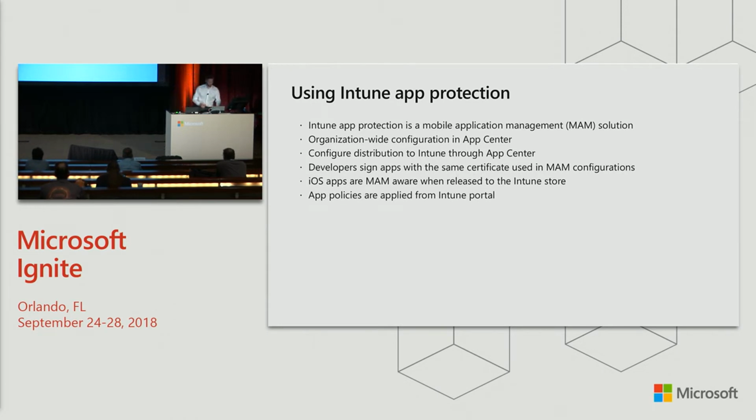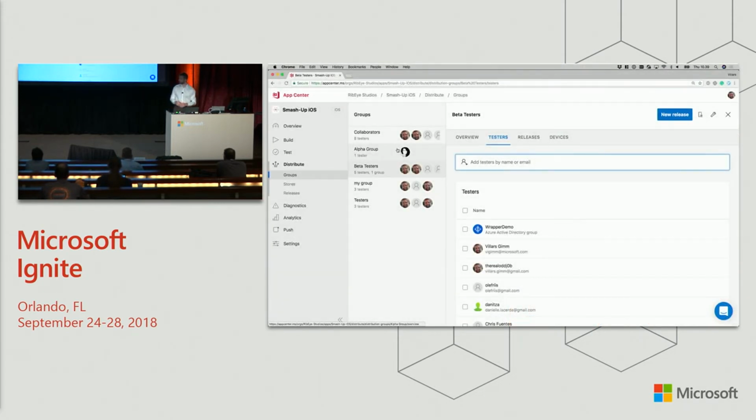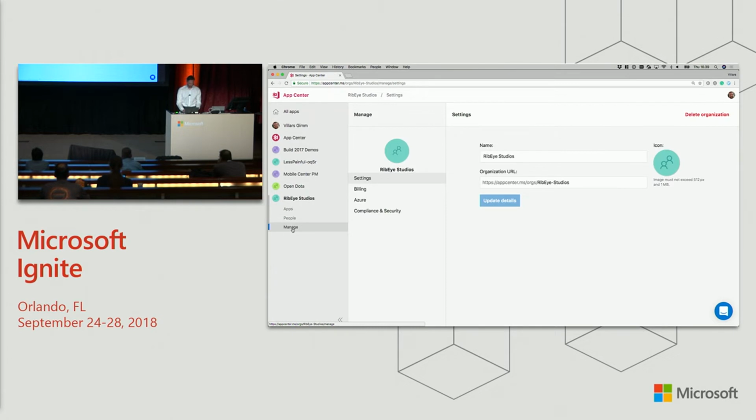So what we did to prevent that is that we integrated it into App Center and hopefully made it a little easier. So let's see how we set that up. We'll be switching back to my own machine, and we see it here. So we are still in my organization here, the Ribeye Studios. We go to Manage again, and then we have this new step here called Compliance and Security.